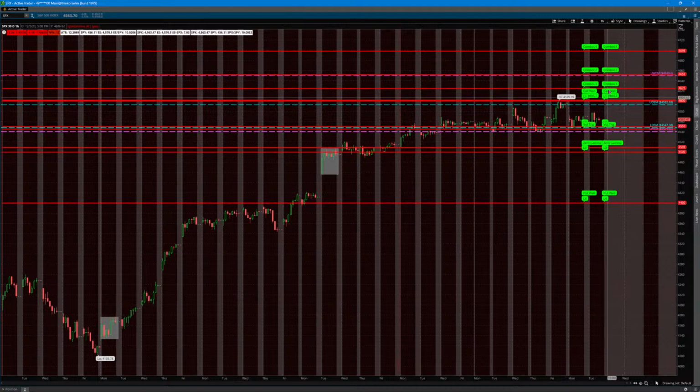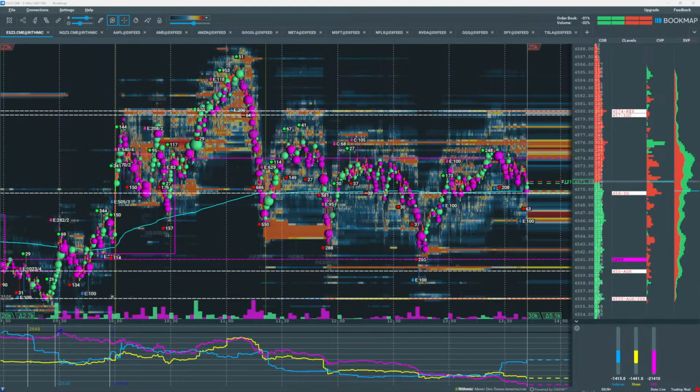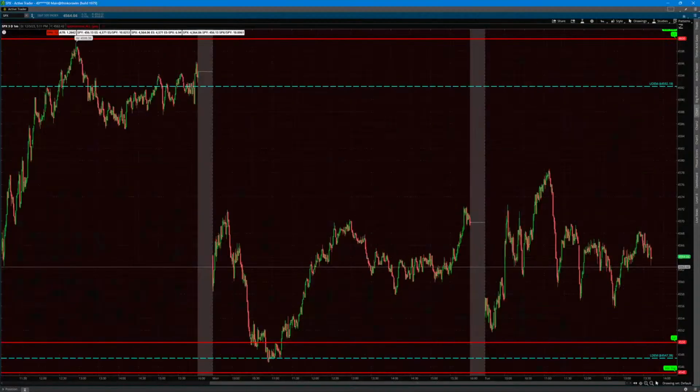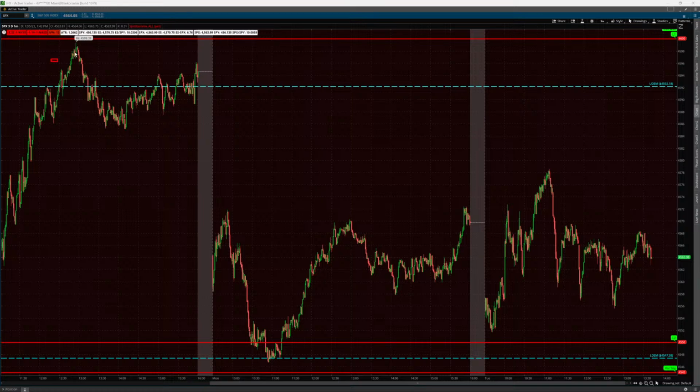Now let's take a look at a one-day chart just to get a closer look at the SPX levels that are in play for today. So this is actually 3 days worth of data, 1 minute chart. I'm showing this to show the 4,600 call wall.